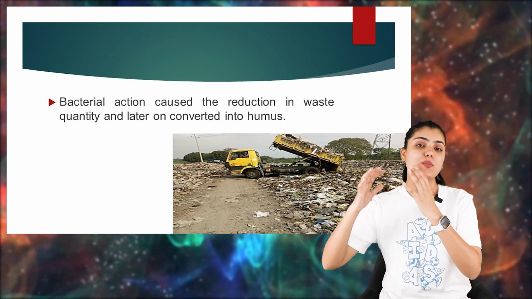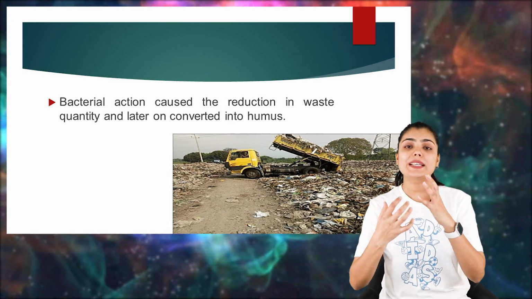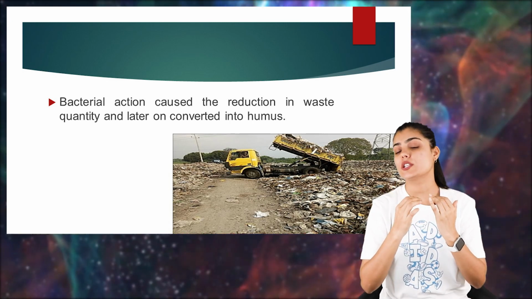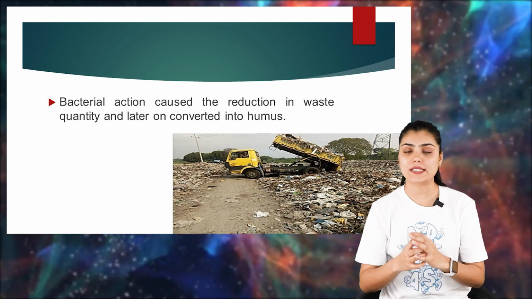Now, as this waste product is thrown out in the open areas in a vacant plot, the bacterial action will cause reduction in solid waste and finally, gradually, the waste is converted into humus. The first method of waste disposal is open dumping, wherein a vacant plot or open space far away from the residential area is chosen to dump the waste materials. Those waste products are dumped there and over a period of time, bacterial action takes place which will lead to the reduction of the solid waste, converting the waste into humus.